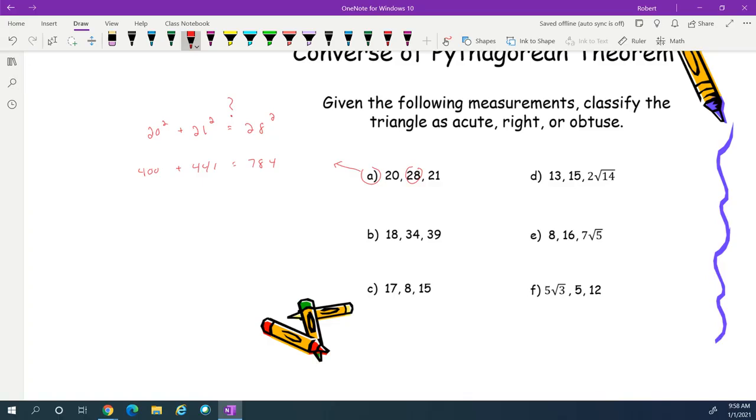Let's add them up. We get 841, 784. So this is not a right triangle. Well, what is it? We're going to focus on the C squared number. C squared is smaller. That means the angle is smaller. Smaller than right. So this is an acute triangle.